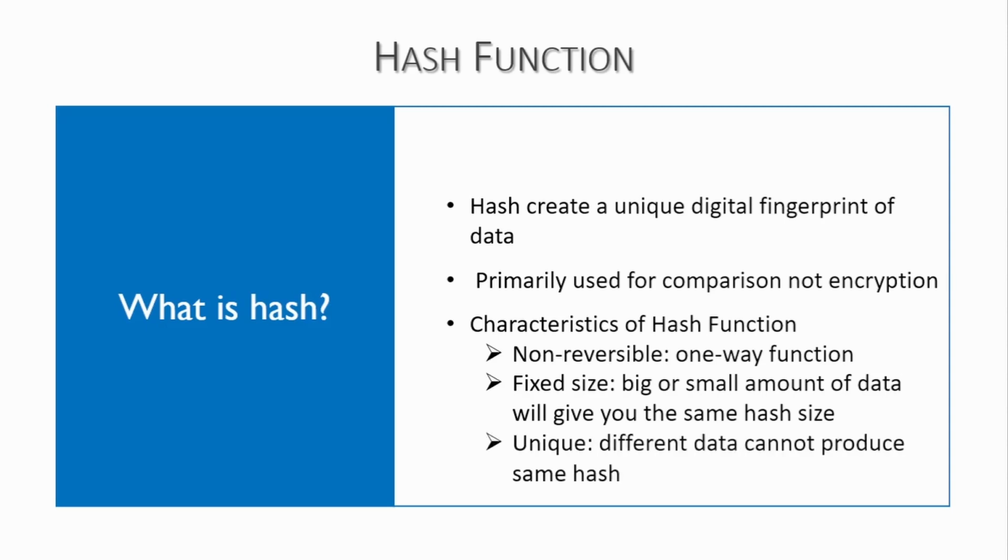Hashes are also unique, so different data cannot produce the same hash. You can hash a whole sentence, then change one letter and try to hash it again, and both hash results will be different from each other.